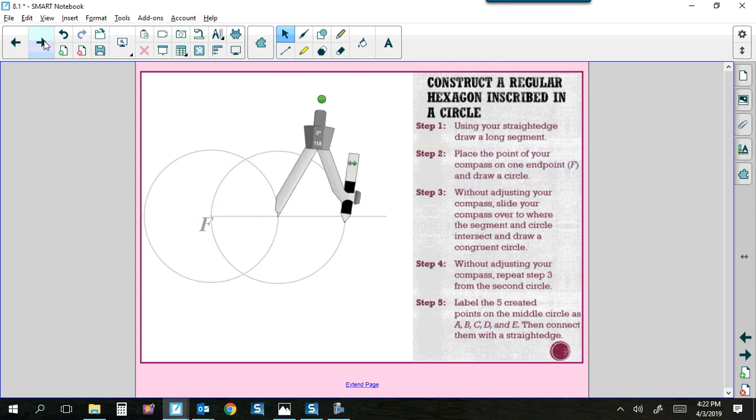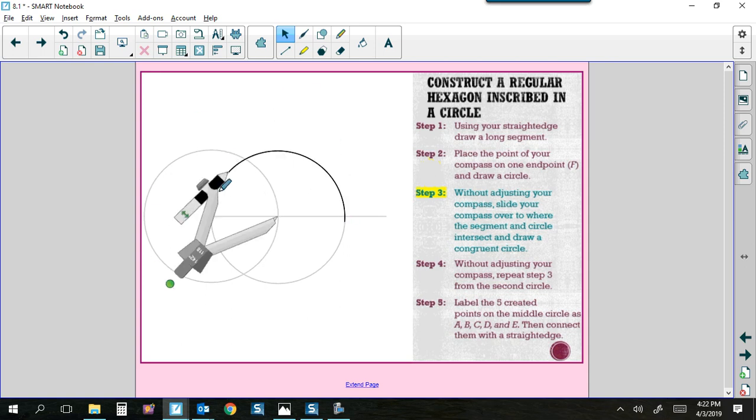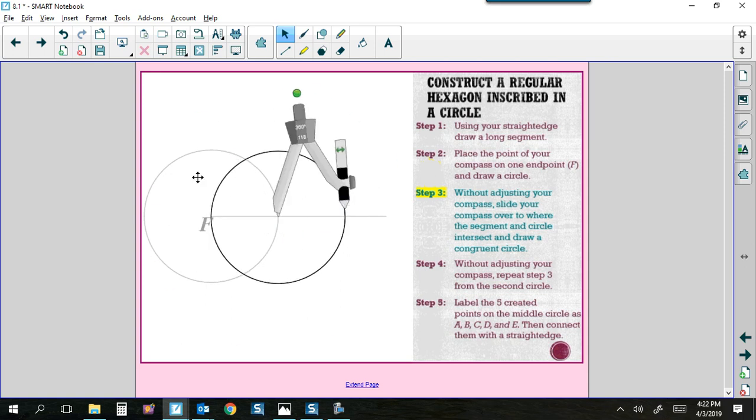All right, so our third step, without adjusting your compass, you're going to slide over to where the segment and line intersect, and you're going to draw a congruent circle. So again, I would highlight that. This only works if you keep your circles congruent. So from F, here's circle F. You're going to slide to the right to where your circle F crosses that line, which is right here, and you're going to draw the same circle. So you end up having 2 circles at that step.